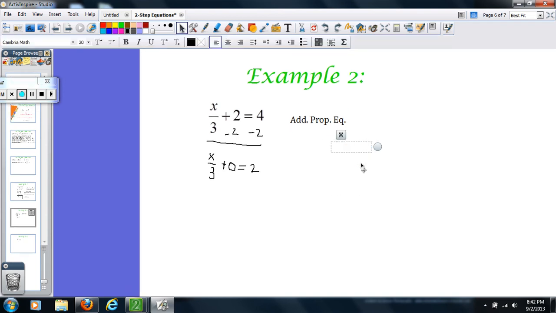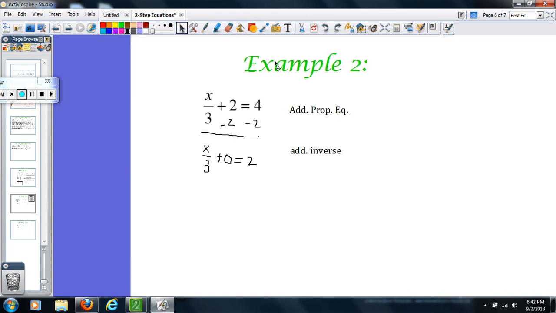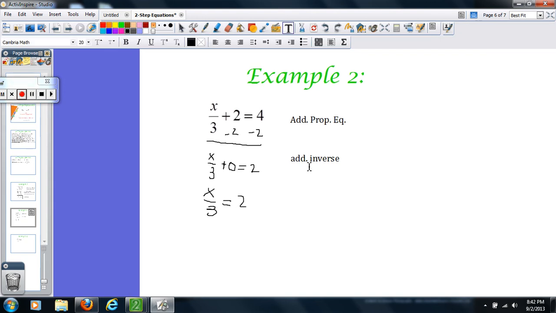This was the additive inverse property, and we'll put that one right there. And now we're going to get rid of the 0, so we get x over 3 equals 2. And I'm able to get rid of the 0 thanks to the addition, or additive identity property. And that's going to go there.